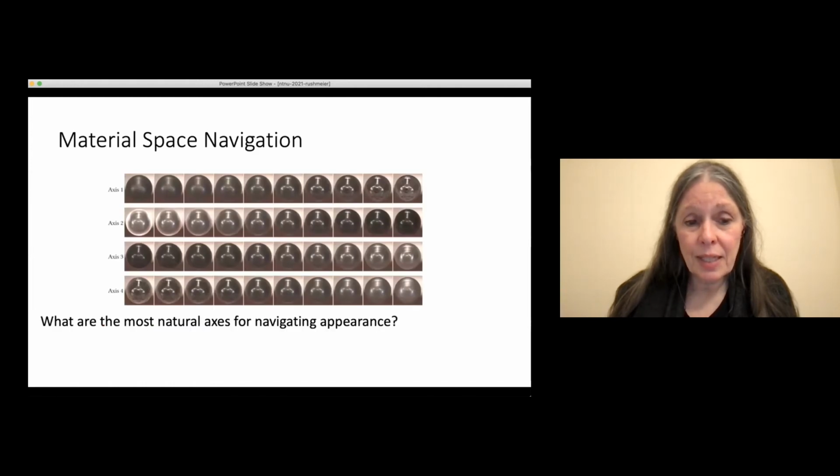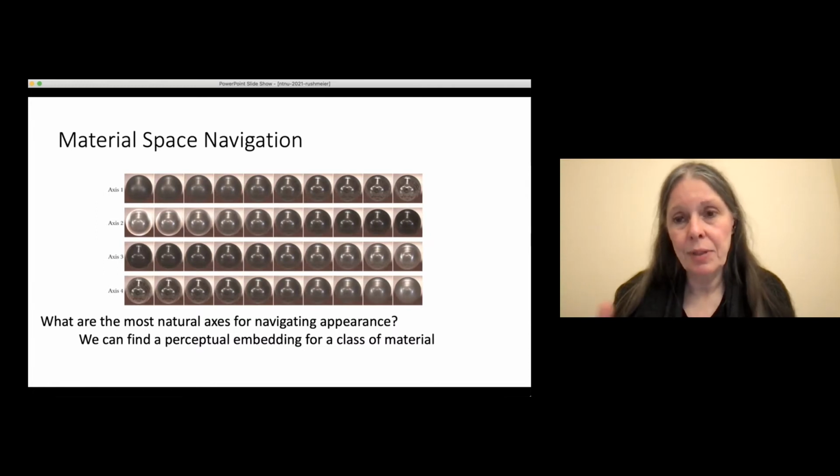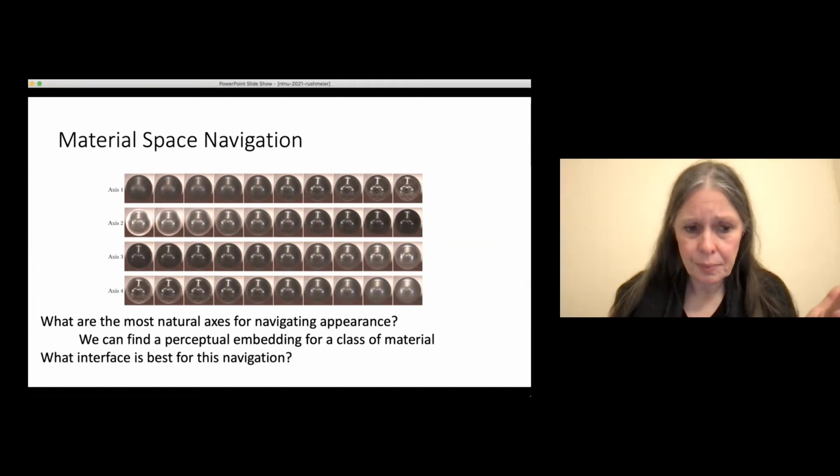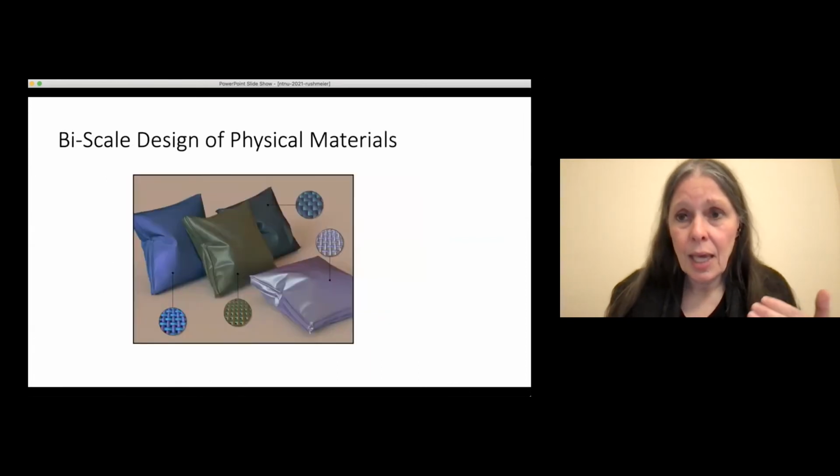So the conclusion of this is that we found a perceptual embedding, with perceptual axes. Notice we never had to name them, so we don't have the confusion of trying to explain to people what the Fresnel effect is or what the sharpness of the specular peak is. We just have these 4 axes. We show them what the variation is along them, and then they can just use them without any verbal description. And we found that sliders and an image array are better than just the sliders alone. So that's one topic we've been looking at.